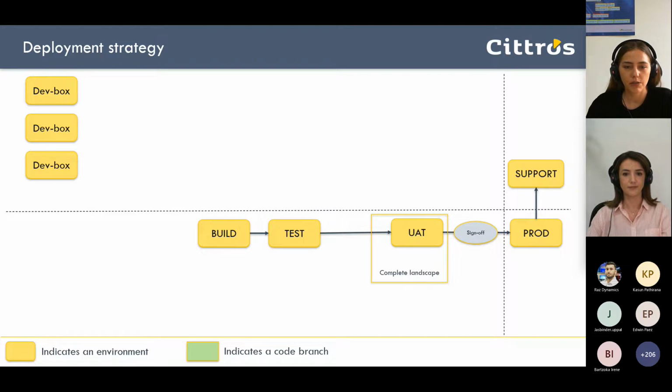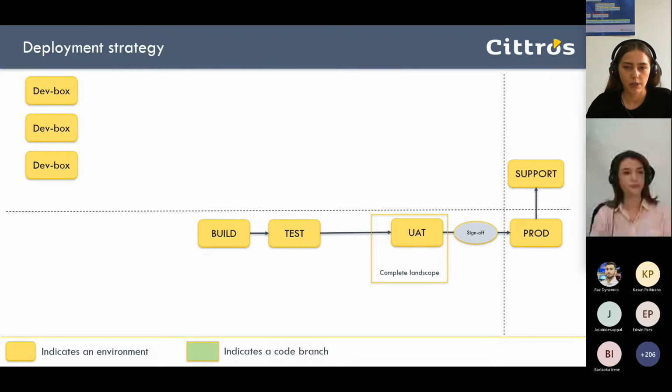So, the deployment strategy is a unified and secure process of deploying code to production. The yellow boxes that you can see on the screen represent the different environments and their purpose in a project infrastructure, like development box environments, build, test, and UAT environments, and lastly, we have the production and support.